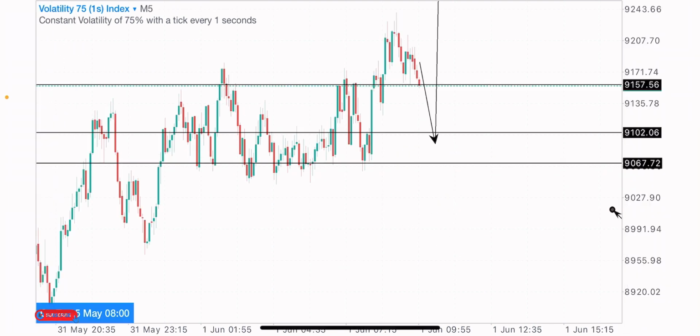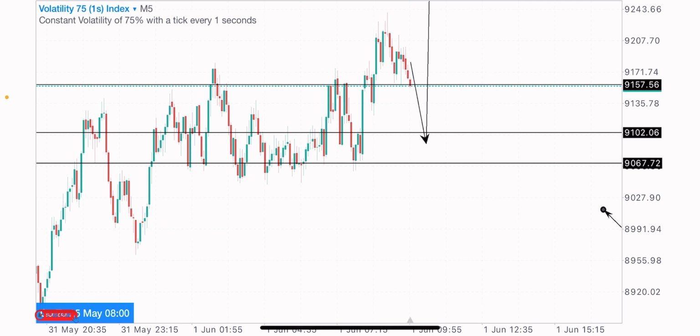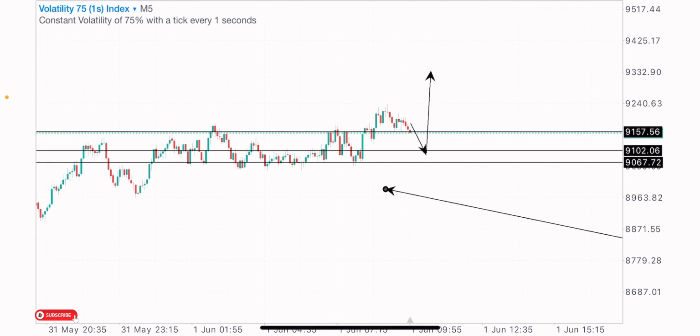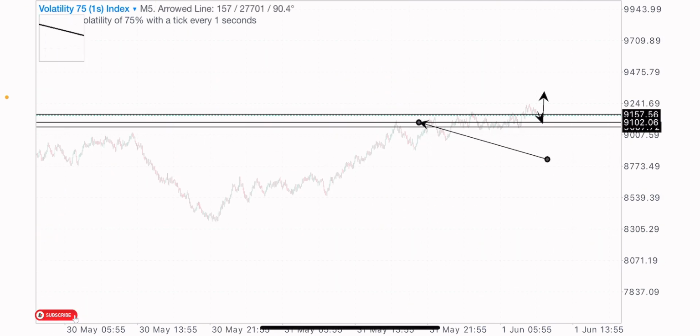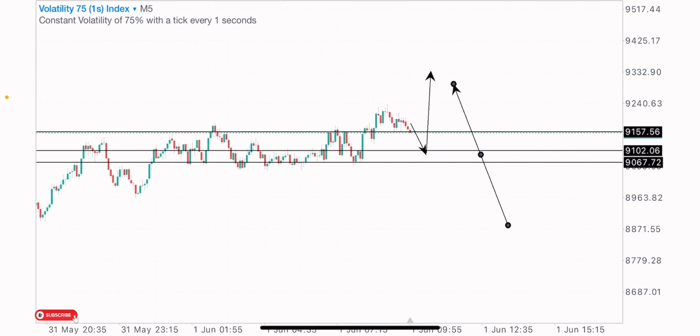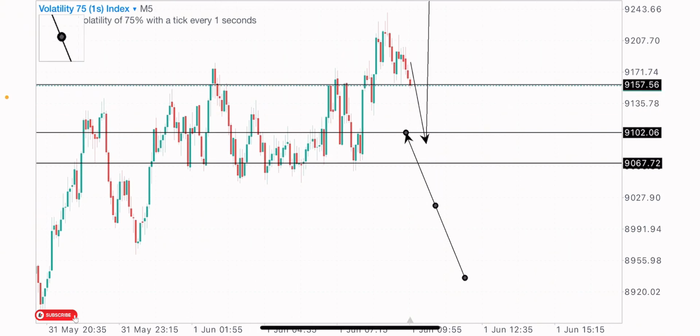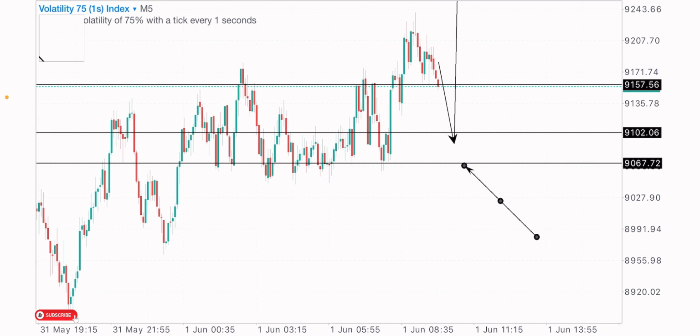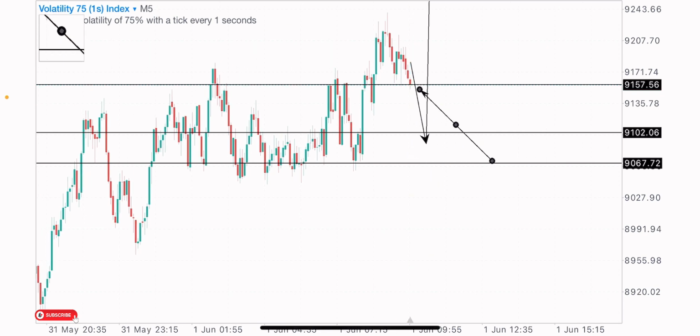As I went to a lower time frame, the 5-minute time frame, I was able to see that we got an order block below this structure here. This is my buy zone here. I was able to identify an interesting formation here, which I'm anticipating an entry on. I'll be taking the buys right now if price is to get to this point on VIX-751S index.